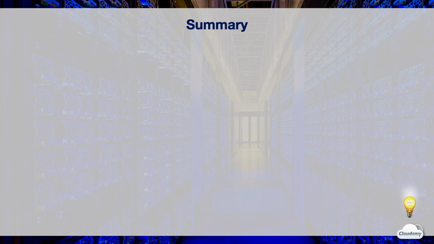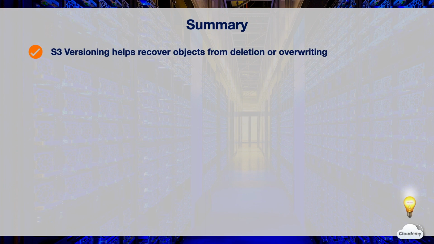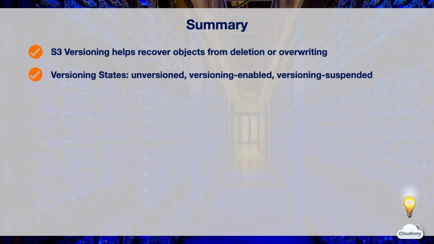In this episode, we've learned that you can store multiple versions of objects using S3 versioning. S3 versioning is a great way to back up and recover objects from deletion or overwriting. An S3 bucket can be in one of three versioning states: unversioned by default, versioning enabled, or versioning suspended. The versioning state applies to all of the objects in the bucket.